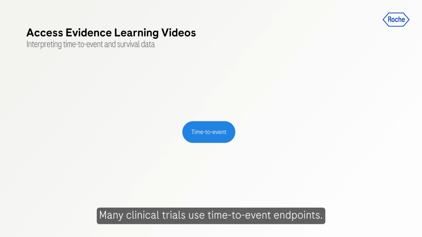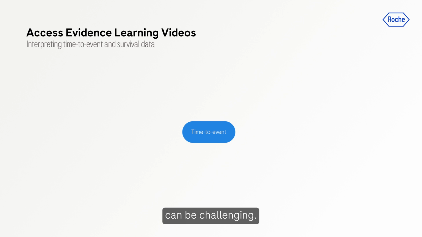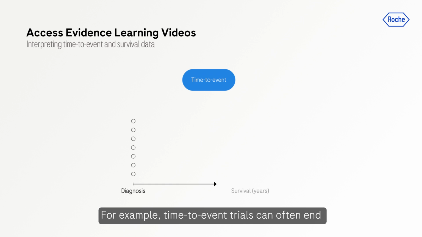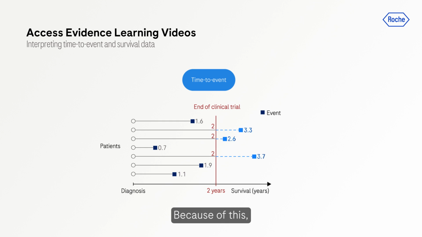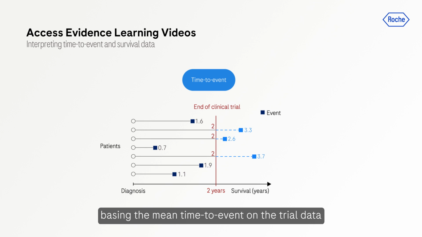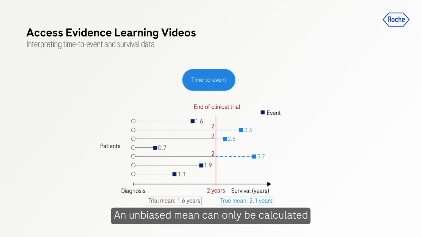Many clinical trials use time-to-event endpoints, for example, the time to disease progression or overall survival. However, interpretation of the outcomes of these trials can be challenging. For example, time-to-event trials can often end before all patients experience the event of interest. Because of this, basing the mean time to event on the trial data will underestimate the true mean. An unbiased mean can only be calculated if all patients have experienced the event.